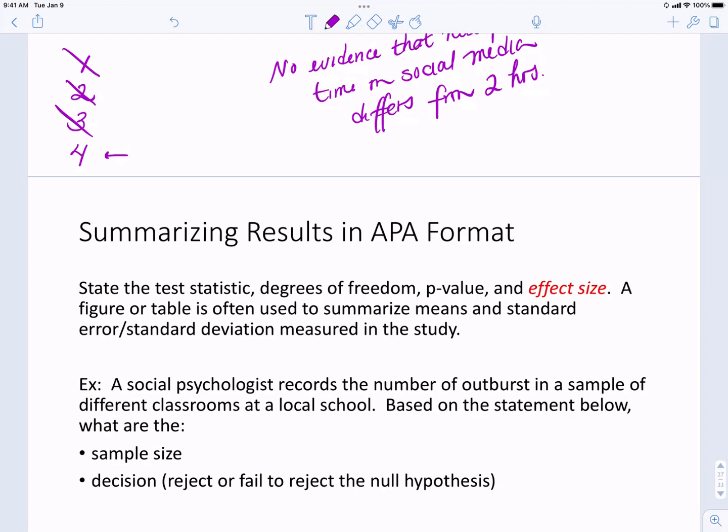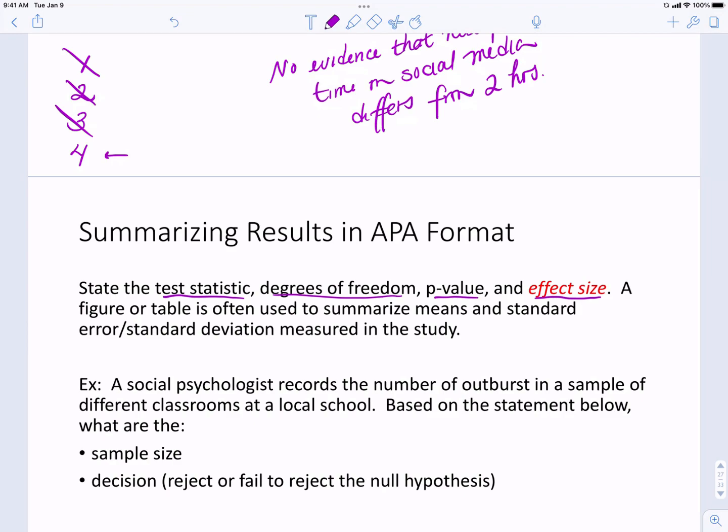And it's presented in this way by stating the test statistic, the degrees of freedom, the p-value, and sometimes something reported called the effect size. Now, we're not going to get into effect size in this session. We're going to talk about effect size in our next session together.